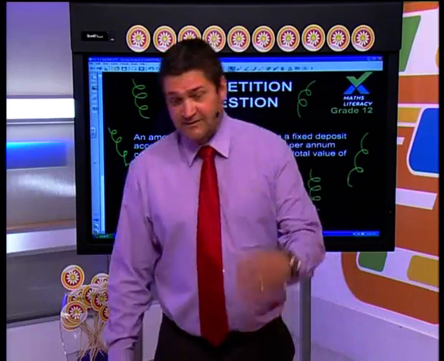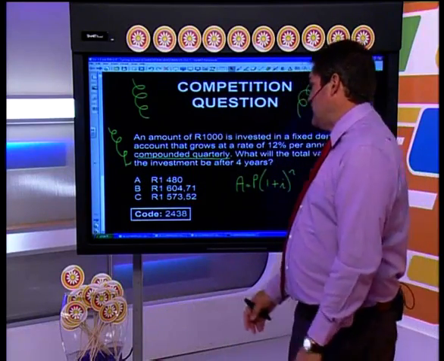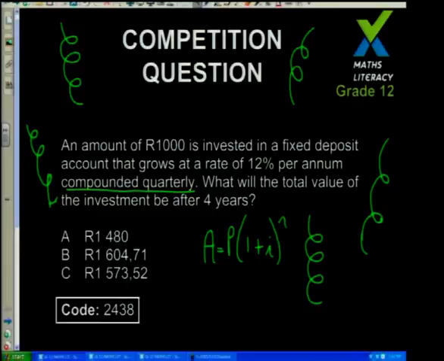Right, and remember there are only 5 minutes. In fact, after time spoken, there's only 3 minutes left. But here's the question again. An amount of 1,000 Rand is invested in a fixed deposit account that grows at a rate of 12% per annum compounded quarterly. What will the total value of the investment be after 4 years? Will it be A, 1,480 Rand? B, 1,604 Rand 71 cents? Or C, 1,573 Rand and 52 cents? And remember, a little hint: A = P(1 + i)^n. Remember it's compounded quarterly. And remember our code as well when you're answering that is 2438.